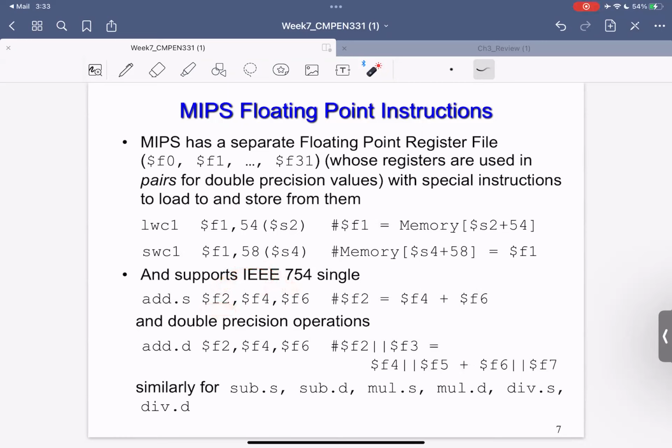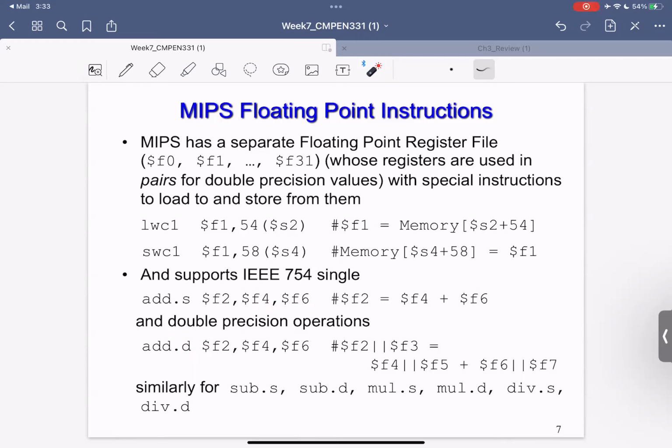If I try to do the exact same thing but in the double format, meaning that I will write add.d F2, F4, F6. But in the double format, I'm using 64 bits instead of 32 bits. However, all of these registers are 32 bits. So how can we deal with that?